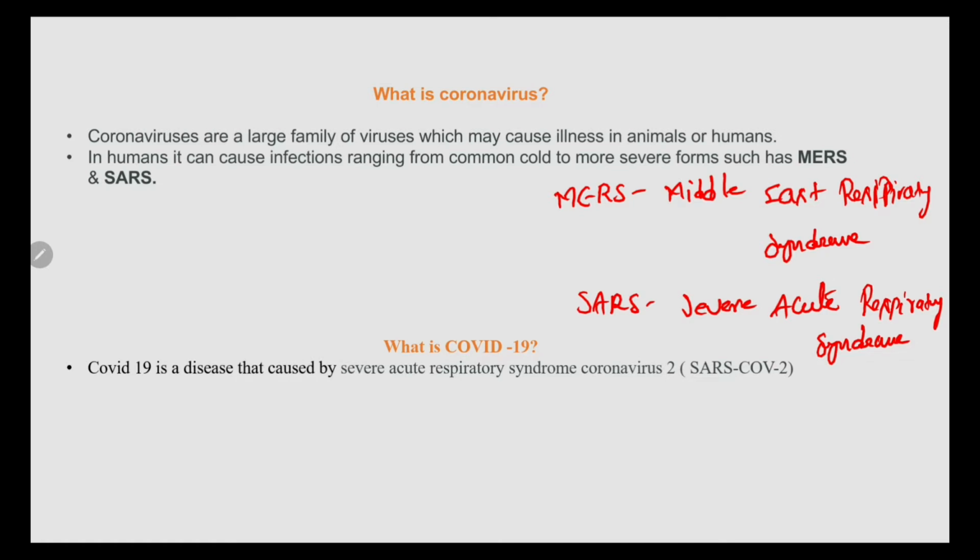Then what is COVID-19? COVID-19 is a disease that is caused by SARS-CoV-2. So it is nothing but the new strain of the coronavirus which was first identified in China in December 2019. That's why it is called COVID-19.